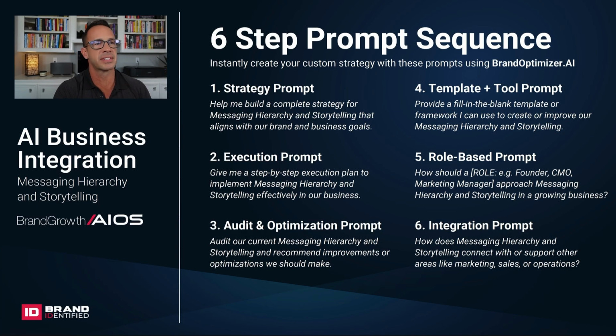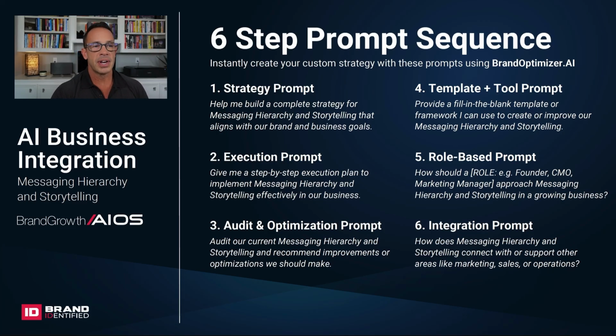So now this is a 6-step prompt sequence that you can also use over at BrandOptimizer.AI to instantly create your custom strategy. So the first prompt is a strategy prompt, and that is, help me build a complete strategy for messaging hierarchy and storytelling that aligns with our brand and our business goals. Now, prompt number 2 is an execution prompt. That is, give me a step-by-step execution plan to implement messaging hierarchy and storytelling effectively in our business. Prompt number 3 is an audit and optimization prompt. Audit our current messaging hierarchy and storytelling and recommend improvements or optimizations that we should make.